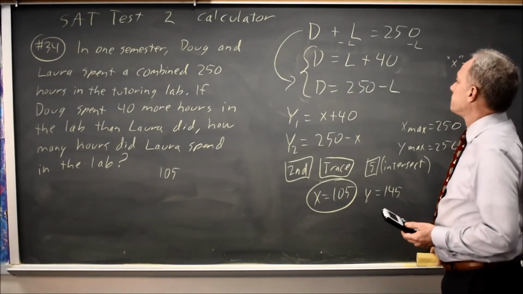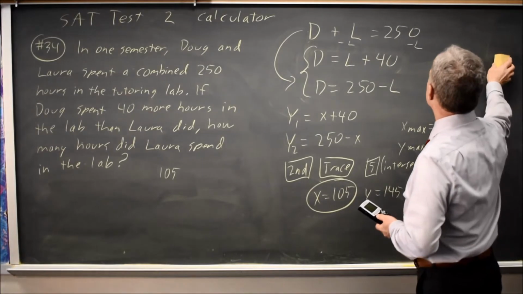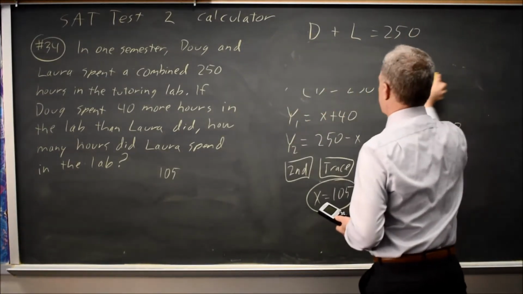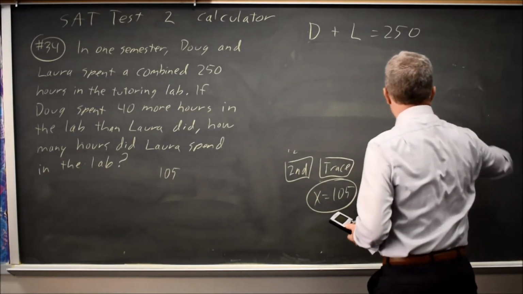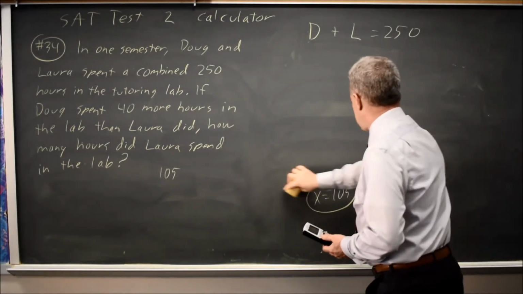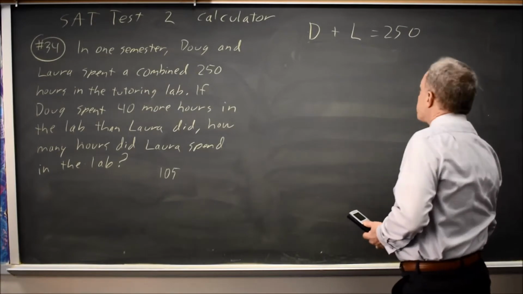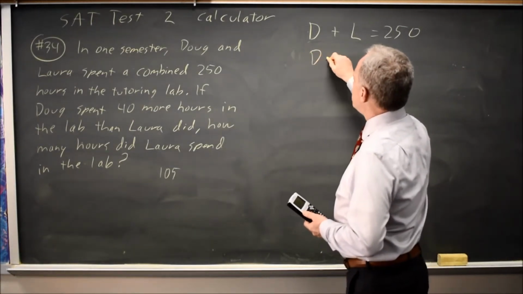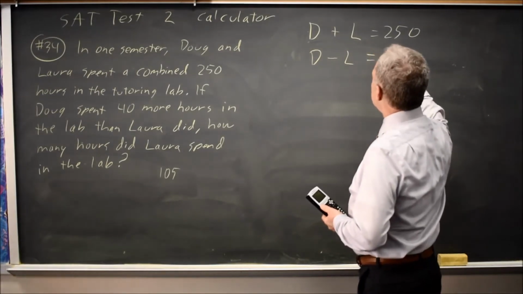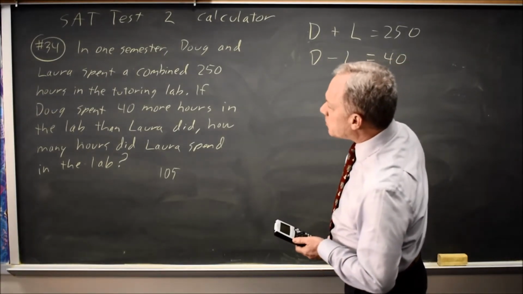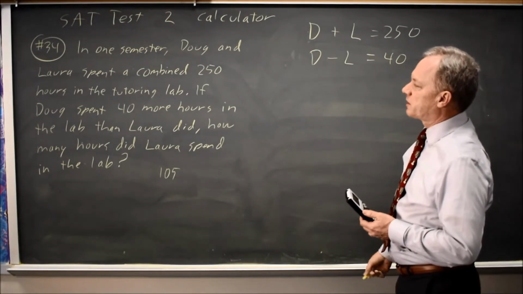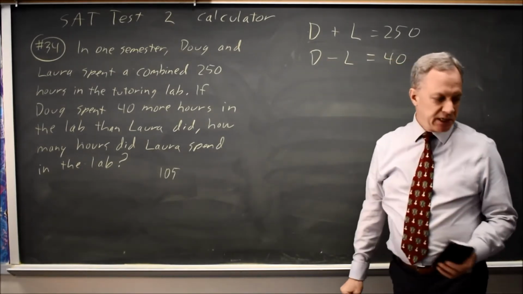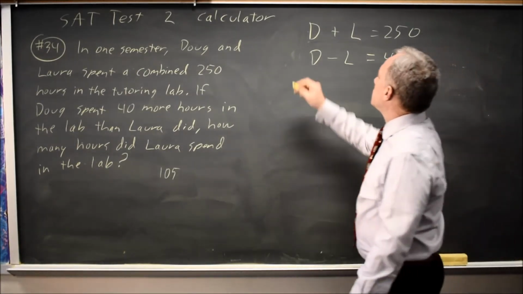One more option. I erased too much, but I can rewrite it. I have d plus L is 250, and I already found d minus L equals 40, which says Doug spent 40 more hours in the lab than Laura. That was d equals L plus 40. I found this when I subtracted L from both sides of that equation.